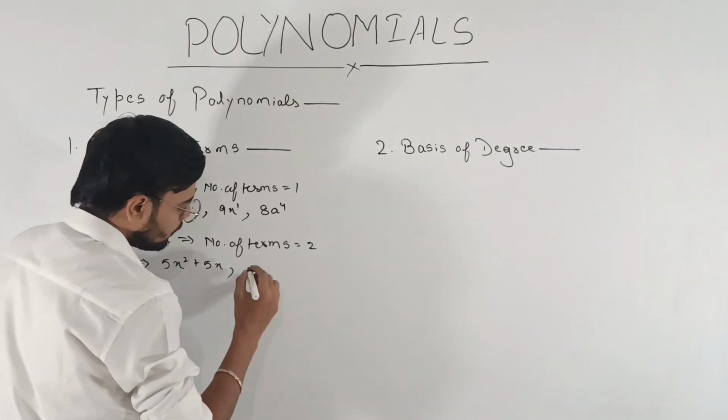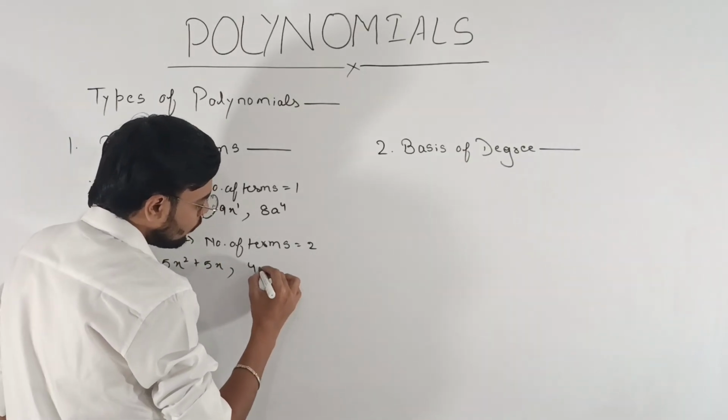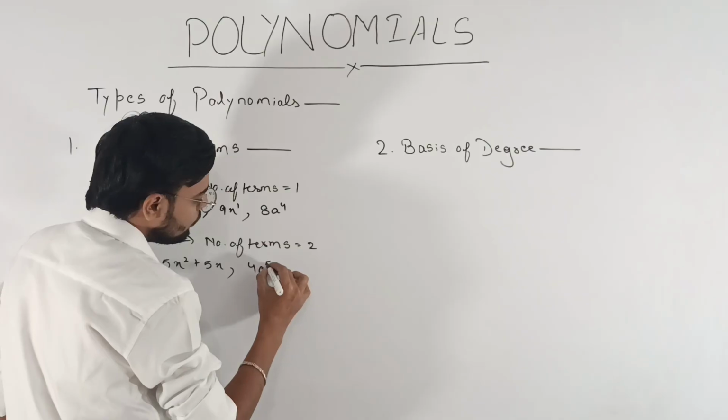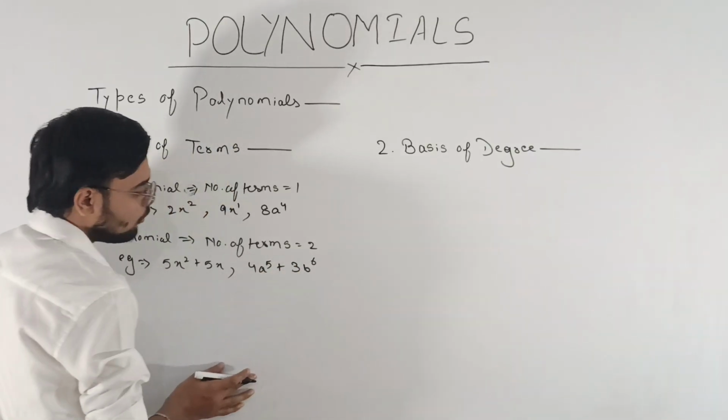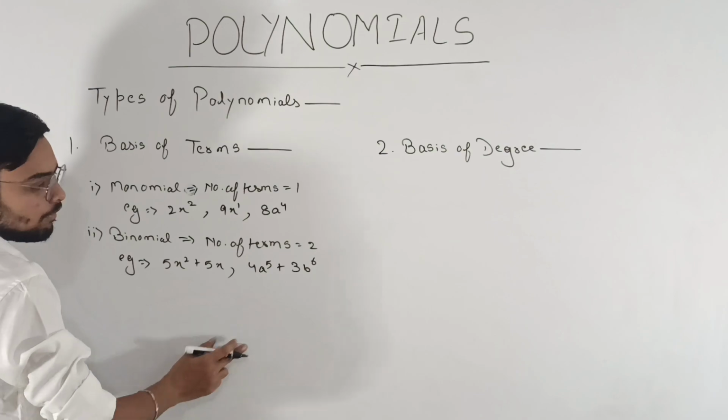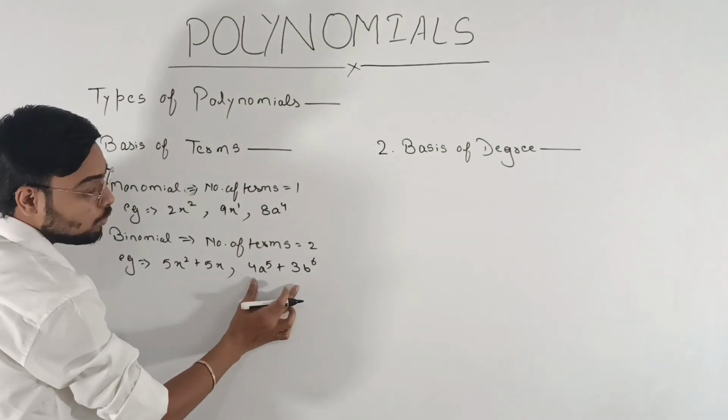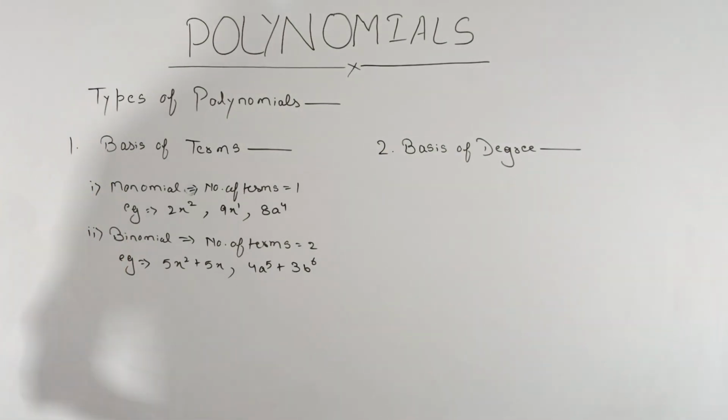Look at one more example. Suppose 4a to the power 5 plus 3b to the power 6. Now look in this case. This is also binomial. Why? First term, second term. There are two terms. Therefore, this is a binomial.